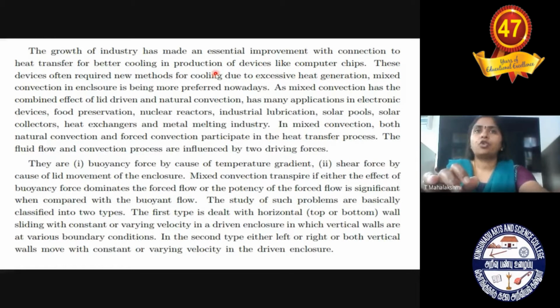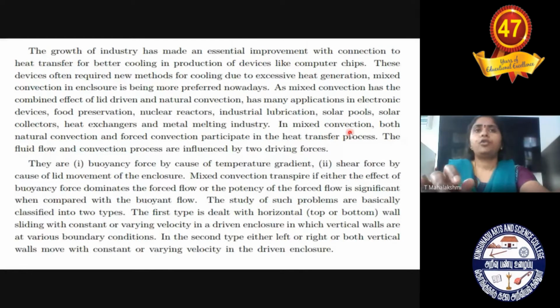combined effect of the lid enclosure and the natural convection. I'm telling you again, mixed convection is the combination of natural convection and the wall movement of the enclosure. It has many applications in all electronic devices, nuclear reactors, industrial lubrications, etc. And especially mixed convection is used in the food preservation methodologies, all process.